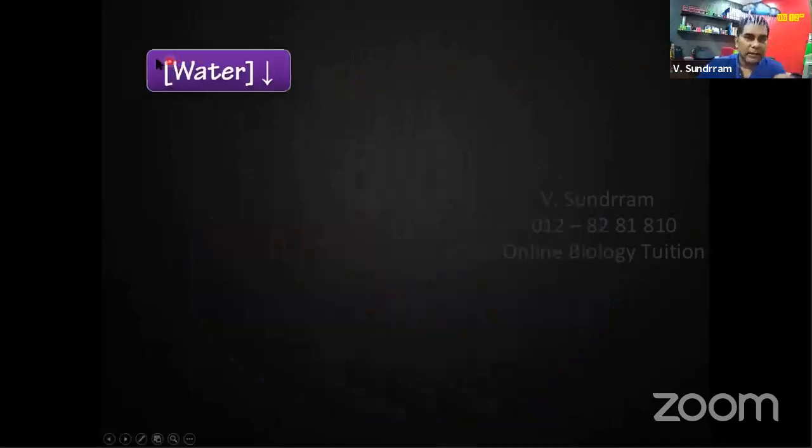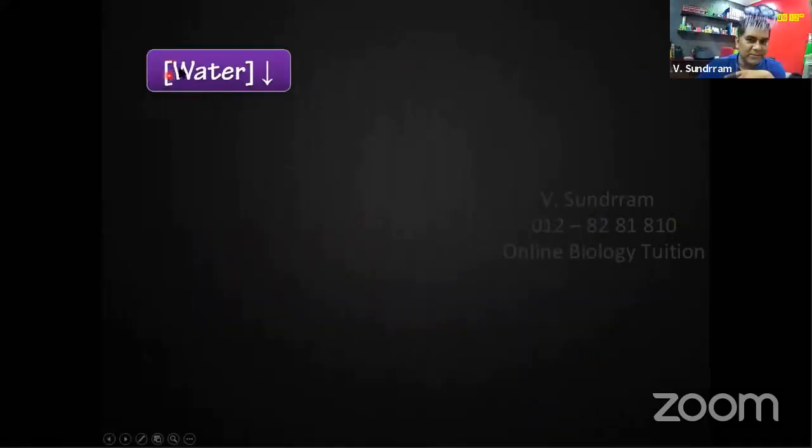if I'm using symbol like this, it means concentration. A square bracket that you see here means concentration. So in this diagram, what you see on the screen is concentration of water. You can't use this for your exam. To save space, I'm using that symbol to show is concentration.